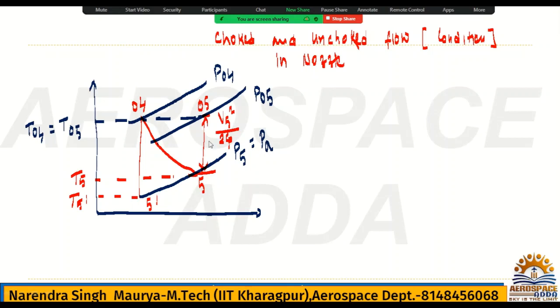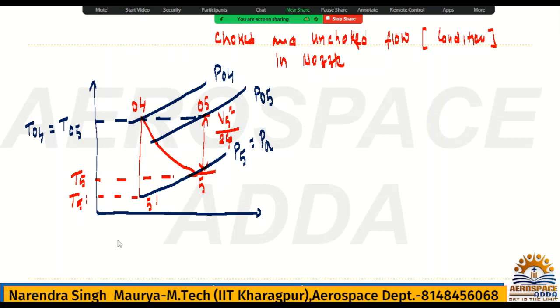So for that reason, T naught 4 is equal to T naught 5, and the same thing you need to remember for diffuser, where it was T naught A is equal to T naught 1. Very important. Sometimes in numerical, if you know T naught A, directly you can equate it to T naught 1. If you know T naught 4, then directly you can equate T naught 5. If you don't know it is equal, then there will be difficulties, and it will be difficult to proceed with the problems. Anyway, so this is the equation.